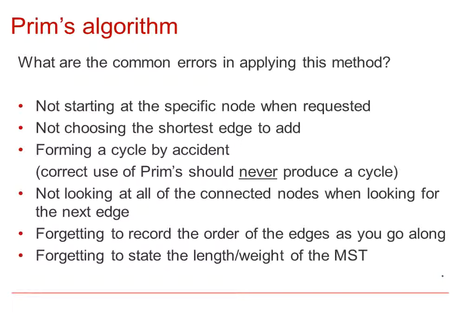Some of the common errors with Prim's algorithm: not starting at the specific node that was requested in the question is a common mistake. Not choosing the shortest edge to add to the current solution. Forming a cycle by accident, and it's worth noting that if you apply Prim's algorithm correctly, it should never be possible to produce a cycle. Not looking at all the connected nodes when looking for the next edge. Forgetting to record the order of the edges as you're going along, and forgetting to state the length or the weight of the minimum spanning tree at the end.